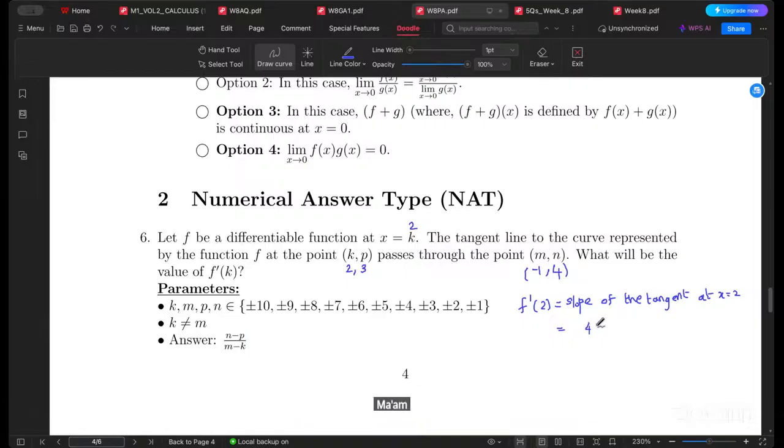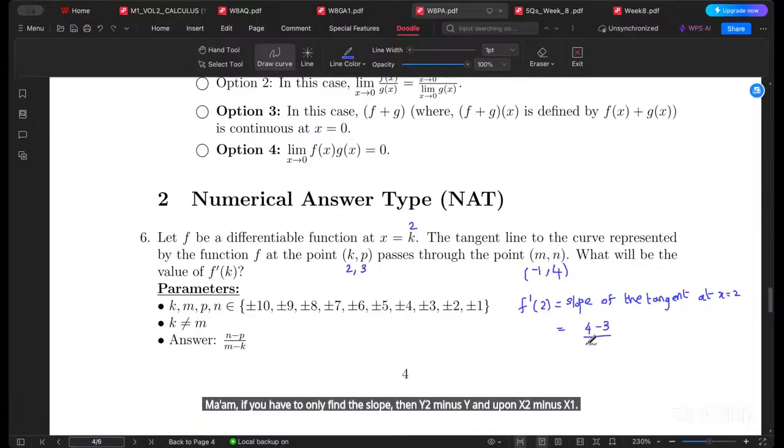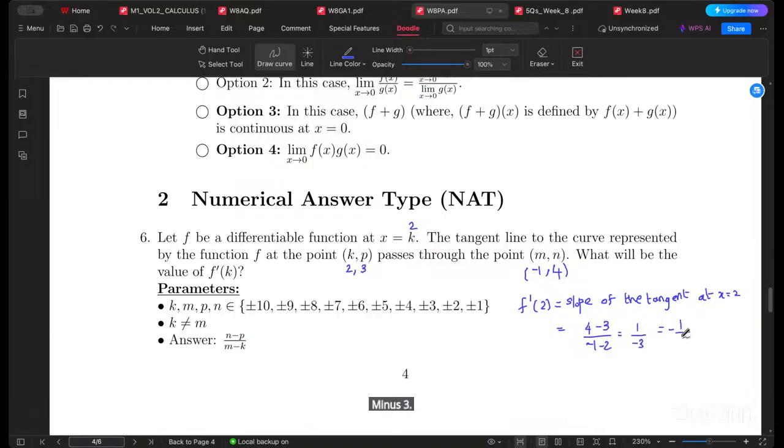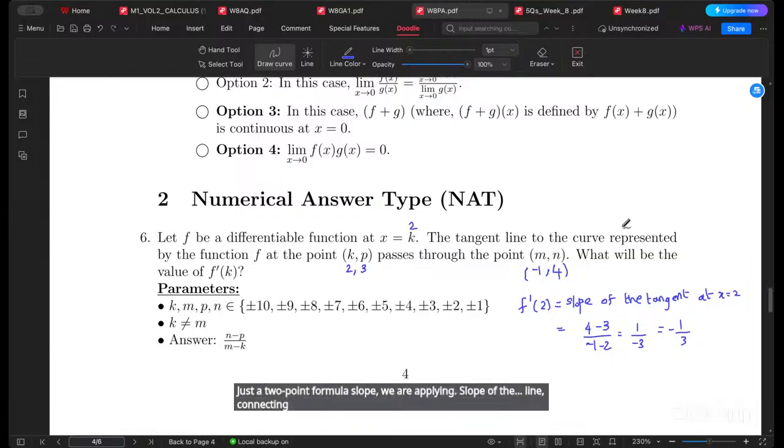Ma'am, if you have to only find the slope, then y2 minus y1 upon x2 minus x1. Exactly. So here minus 1, minus 2. So it should be 1 by minus 3. So minus 1 by 3 is the answer. We just are simply finding the slope, right? So it should be minus 1 by 3 in this case. Is that fine? Okay, ma'am. Yes. Just the 2-point formula slope we are applying, the slope of the line connecting these 2 points.